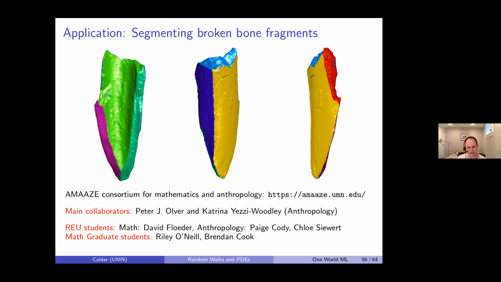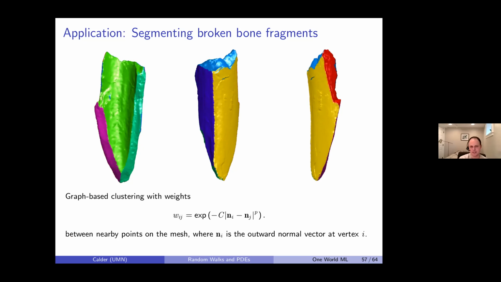So it's a project that has lots of students involved, both at the REU level and graduate students. And one small aspect of it is the ability to segment a mesh. So this is a broken bone fragment here. You want to segment it into the broken faces separated by break edges. And so for this, we ended up using some graph-based learning.